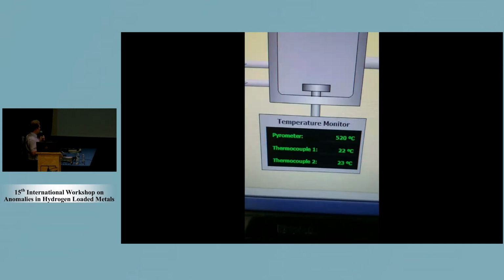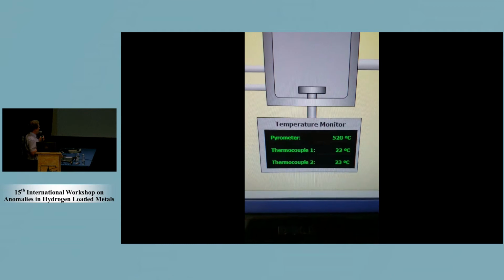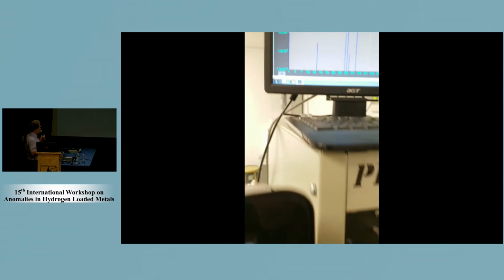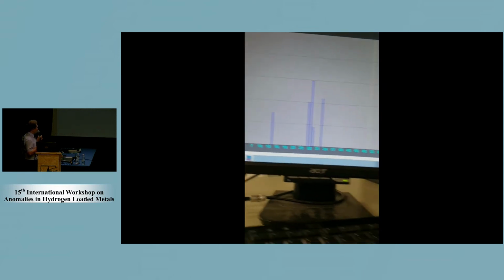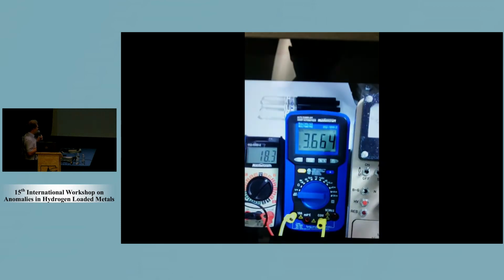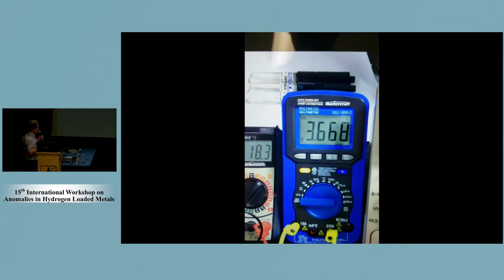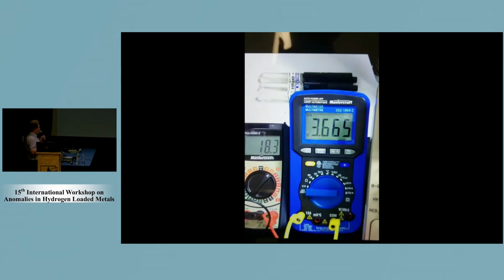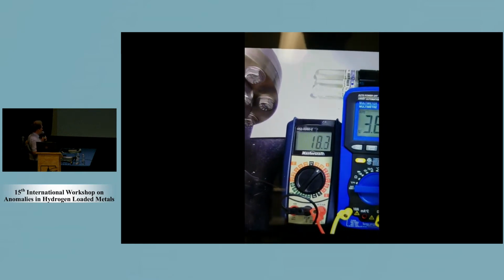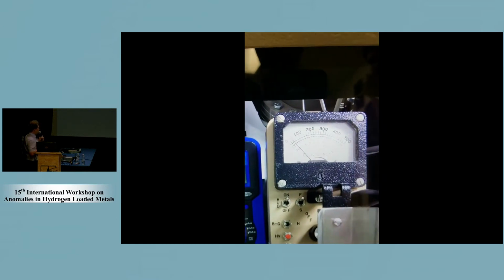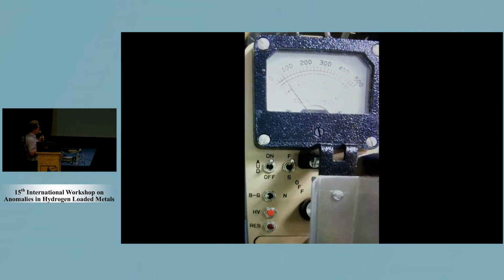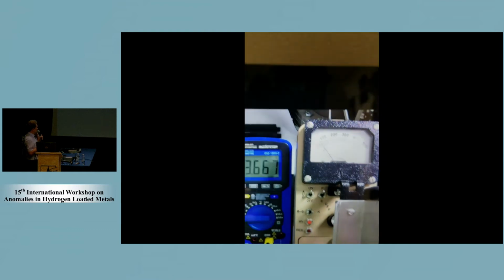The initial temperature is about 520 degrees C. As I mentioned, I will comment. There is no gas in the chamber, only parasitic injected gas is there. You can see there is oxygen. And the current is 3.665667 amps. Voltage is 18.3 volts. This is actually the initial value, showing to the down of the gamma detectors.